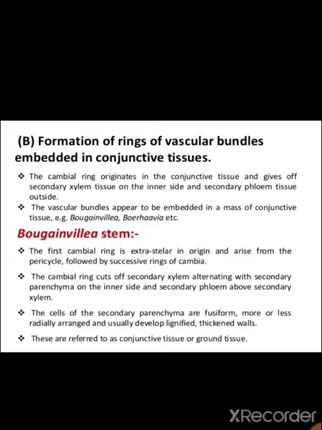We divide it into further categories. The first one is A. Cambium forms vascular tissues only in the region of vascular bundle area. For this example, we study the Cucurbita stem.